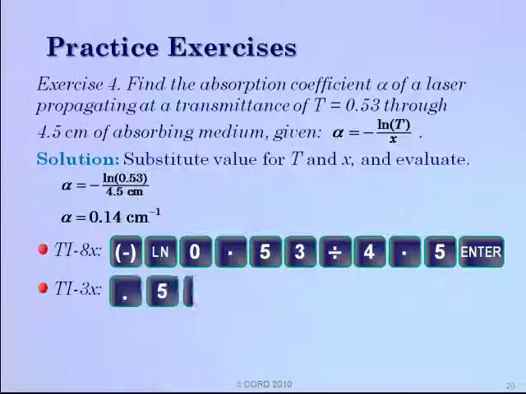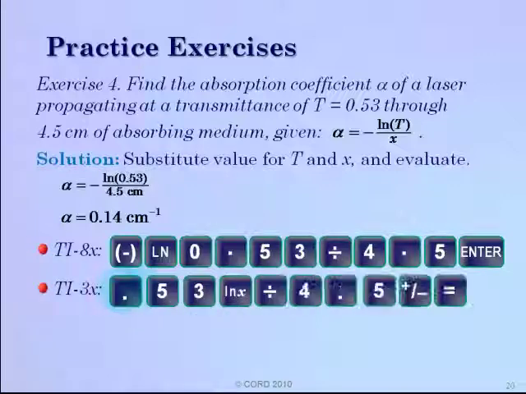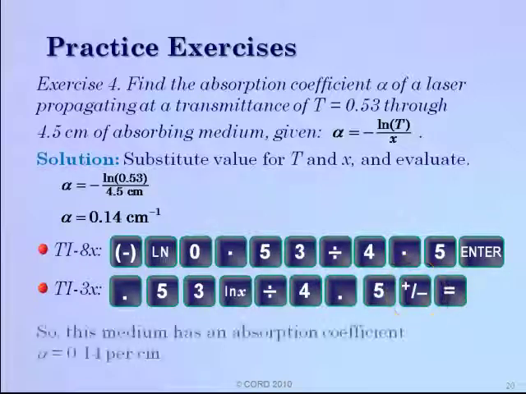We can see how that happens easily on a TI-80 calculator, just like in the previous problem, except this time we have to append the divide by 4.5 on there. And similarly on the TI-30 series, you enter the number, the contents of the natural log first, then operate on it with the natural log function, and then divide it by 4.5. Oh yeah, and change the sign, and then press equals. So this medium has an absorption coefficient of alpha equals 0.14 per centimeter.